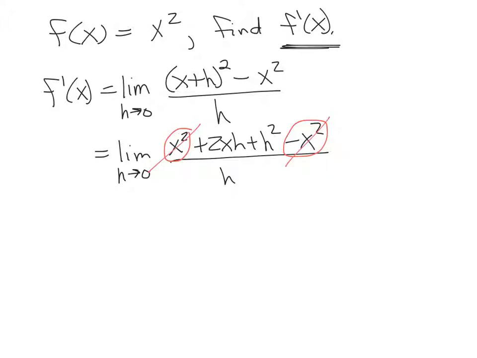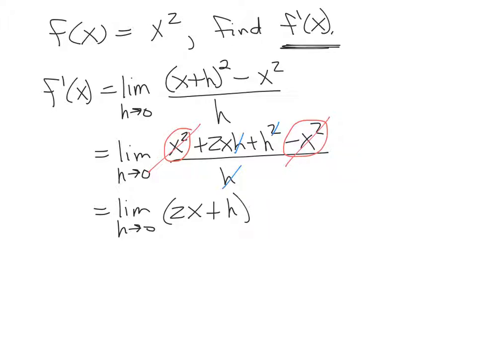And this is important because the only way I'm going to be able to take this limit is if I can divide the h out of the denominator. So be on the lookout for this to happen. So now that I've done that, I can cancel h from all the remaining terms. So what I am left with is the limit as h approaches 0 of 2x plus h.